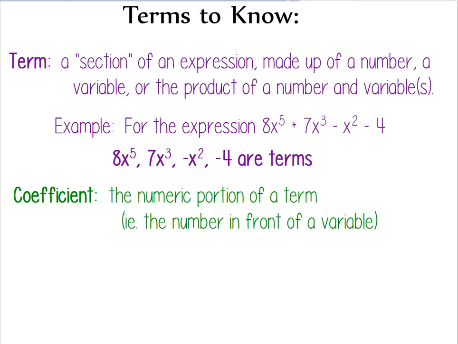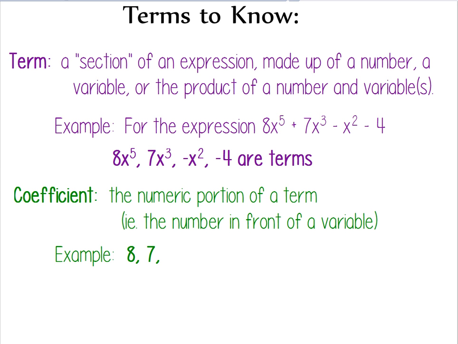Next, the definition of coefficient. Coefficient is just the numeric portion of a term. I like to call it the number in front of a variable. In this expression before, there were four terms, but there weren't four coefficients. 8 is a coefficient because it's in front of a variable. So is 7. In front of the x squared is a negative.